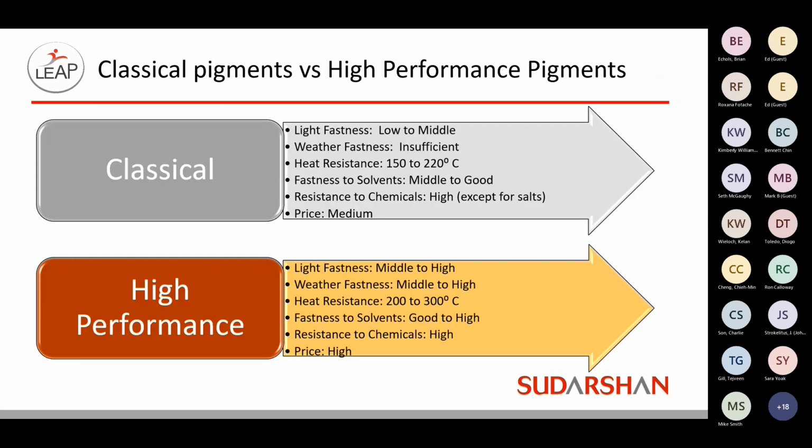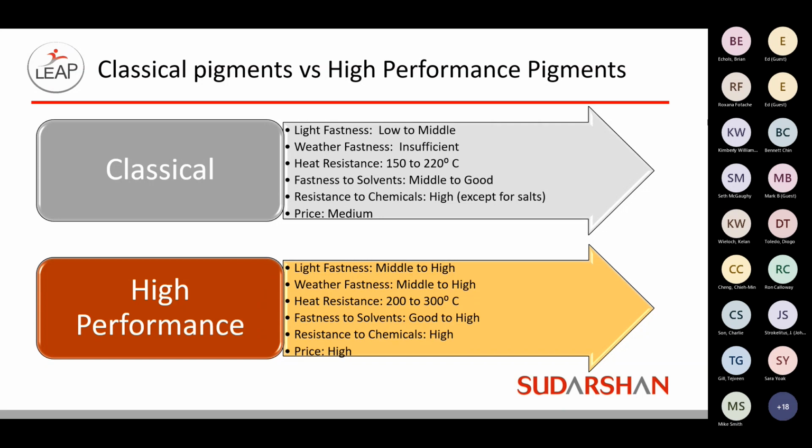So we'll start out by going back to something we've seen before in past webinars, where we're taking a look at the difference between classical and high performance pigments for a plastics application. Of course, the key difference here is in the heat resistance, where classical pigments tend to have a much lower heat resistance profile than the high performance pigments.